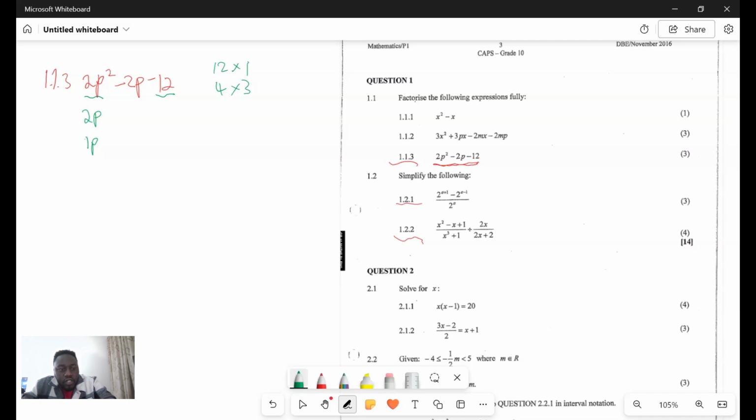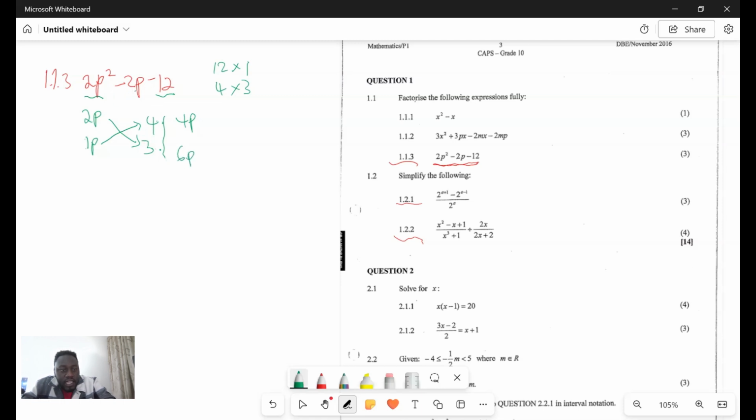The one which is suitable here is most probably 4 and 3. So you place your 3 here and then your 4 here. It depends how you place the 4 and the 3. Let's take for an example, I place them like this, because you need to cross multiply now. Cross multiplying, 1 multiplied by 1p multiplied by 4, you just get 4p. And then 2p multiplied by 3, you just get 6p.